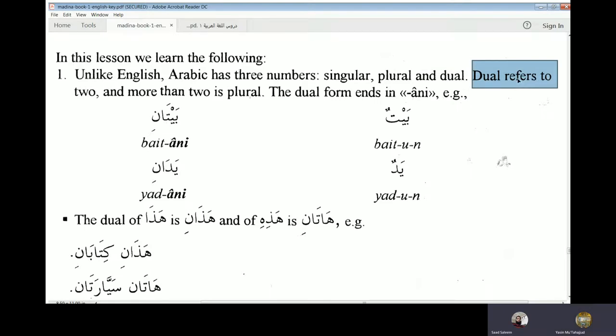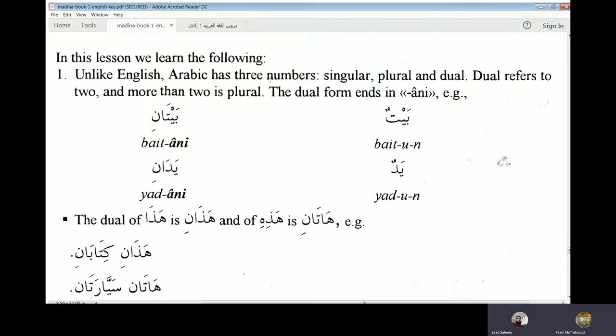Dual refers to two, and plural to more than two. This means in singular we have only one thing, in dual we have two things, and in plural we have more than two things. So dual is only two things, and it can't be more than two things. Yes. Now tell me, what is dual? Dual is referring to two things. And plural? More than two. Good.